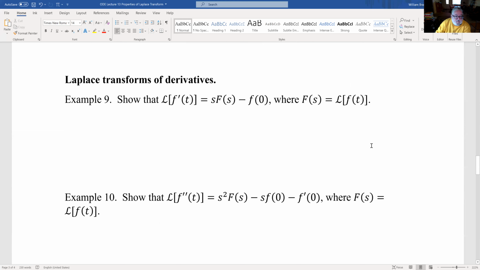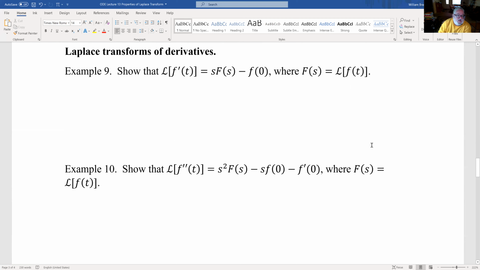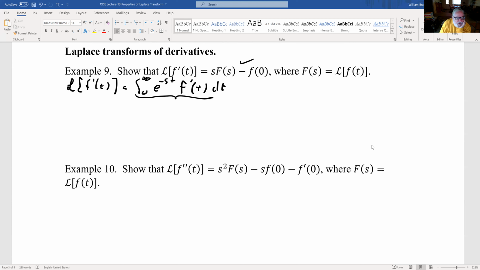Now, here's where we get to the point where we can actually start thinking about solving differential equations, right? What's the Laplace transform of a derivative? And there's a very nice formula for that, which is this. So the Laplace transform of a derivative is the integral from 0 to infinity of e to the minus st f prime of t dt. And this is set up for an integration by parts.